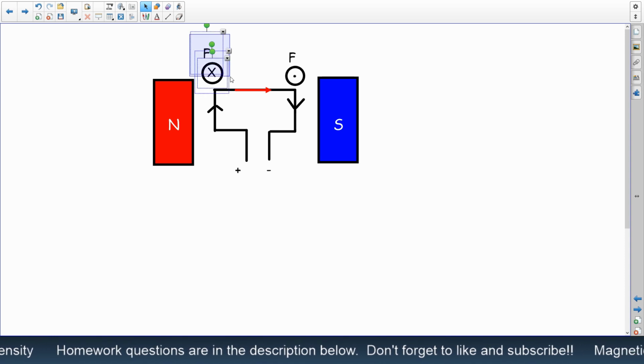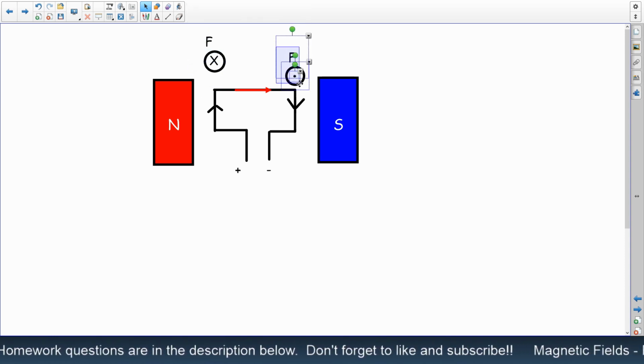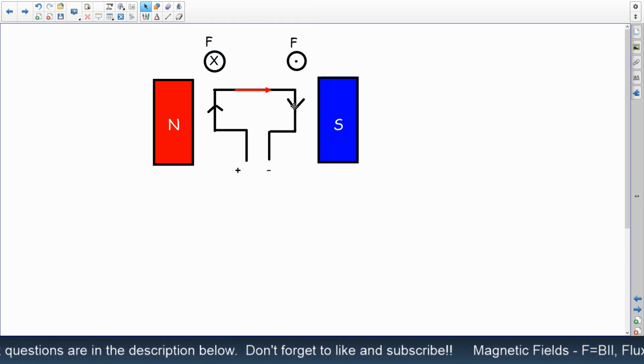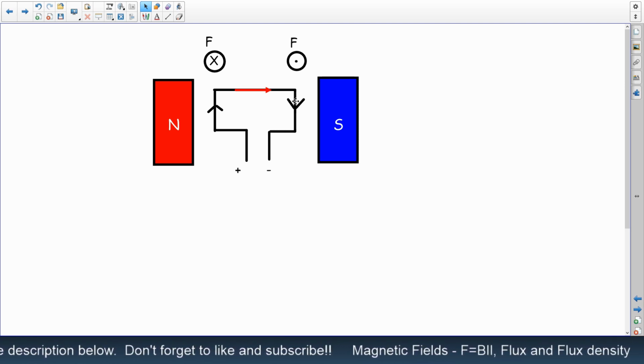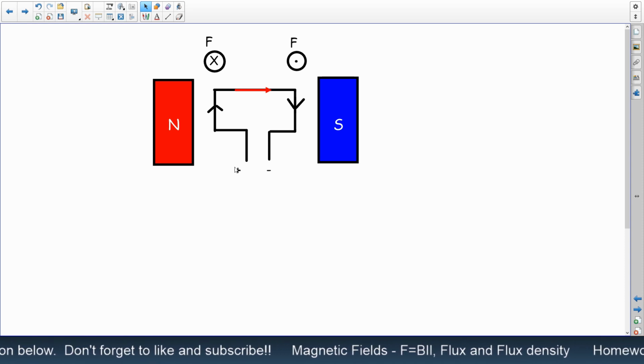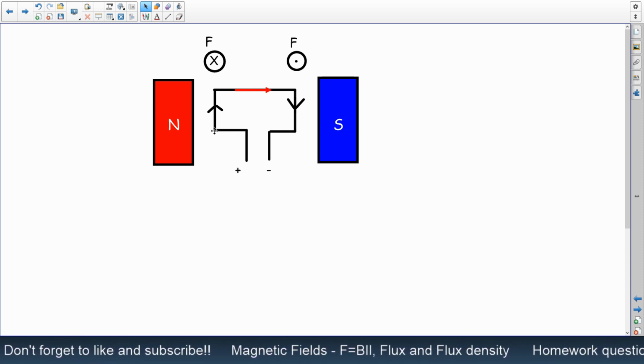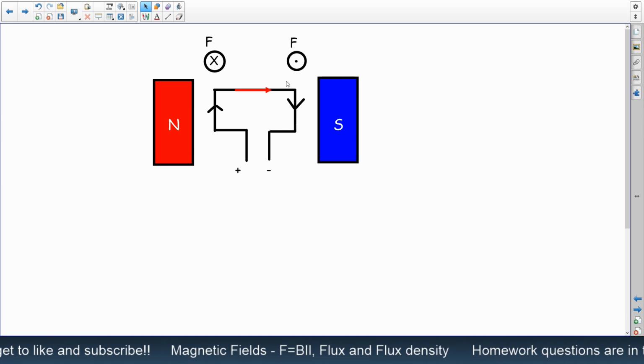Now, the problem with that is that when this rotates over, this side comes over to here, this side goes over to there, and it starts to oscillate and jump back and forward. So what we need is for this side to always be connected to the positive and this side to always be connected to the negative.